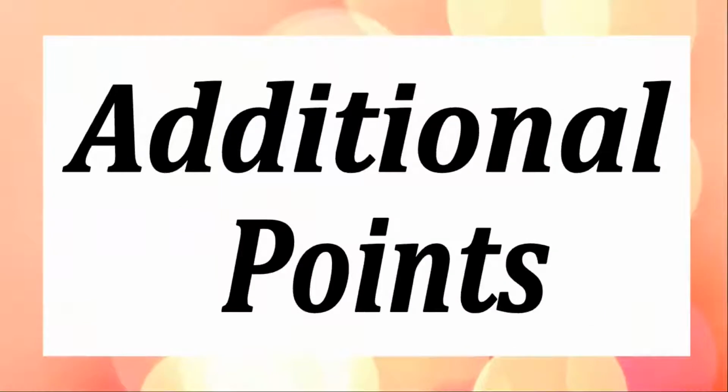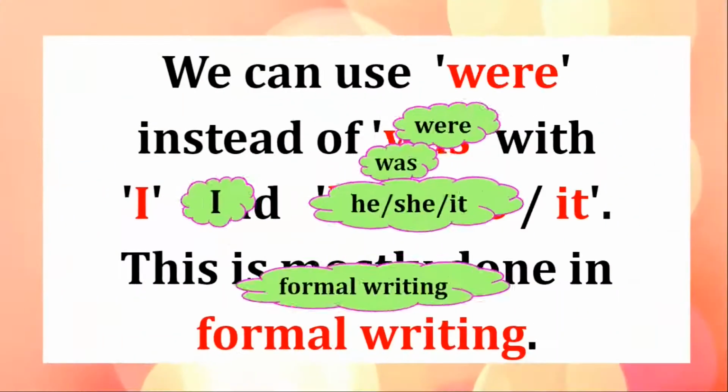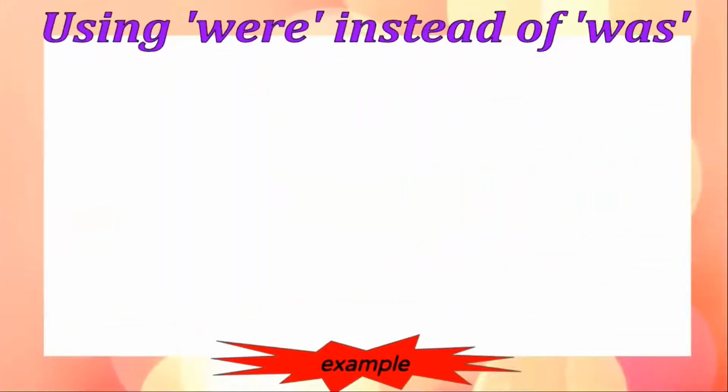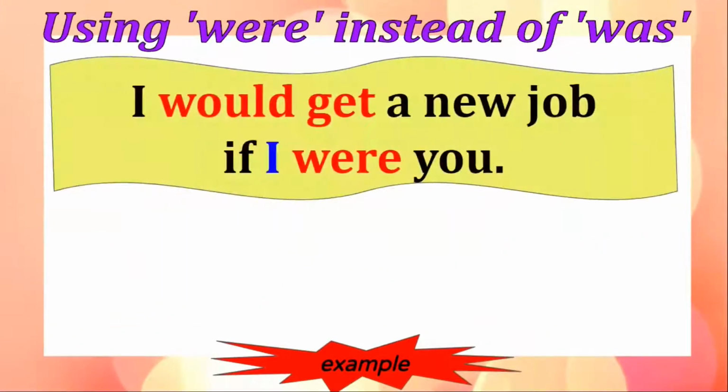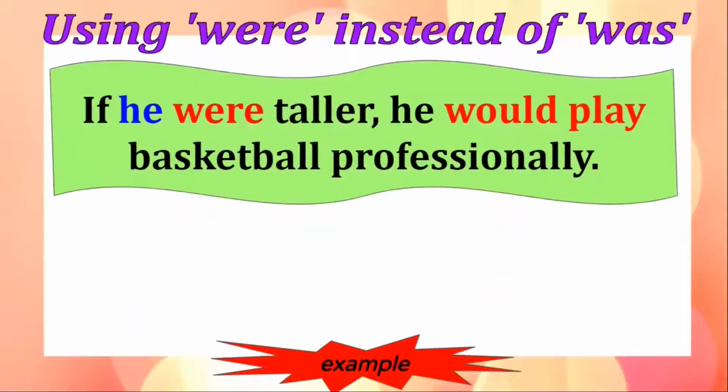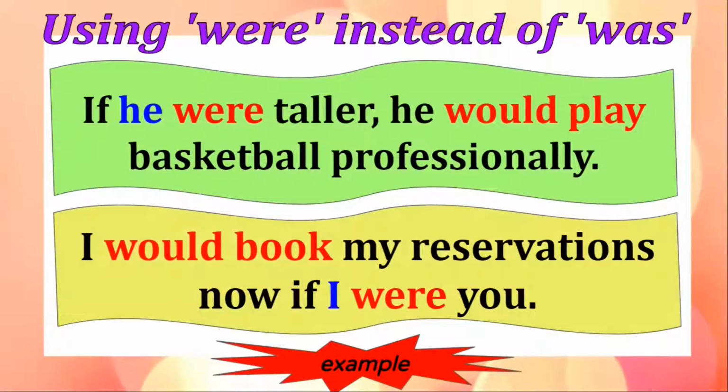Here are some additional points. We can use were instead of was with I and he, she, or it in second conditional sentences. This is mostly done in formal writing. Let's look at some examples. I would get a new job if I were you. If she were here right now, she would help us. If he were taller, he would play basketball professionally. I would book my reservations now if I were you.